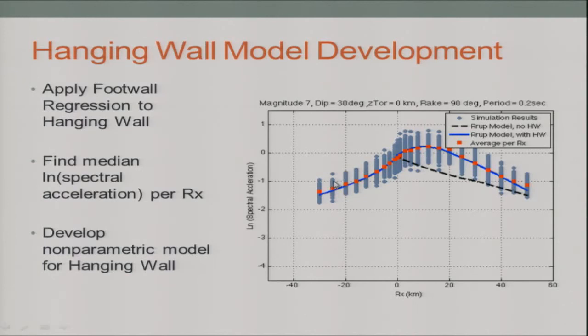Then we found the median from the simulations. There were 30 realizations for each one of the simulations. So, for instance, if we look out here at minus 35, each one of the dots that you see here was a different realization of that event. So we took the medians, and then based on that, we did a non-parametric model for the hanging wall. And that's what you see here as the blue line.